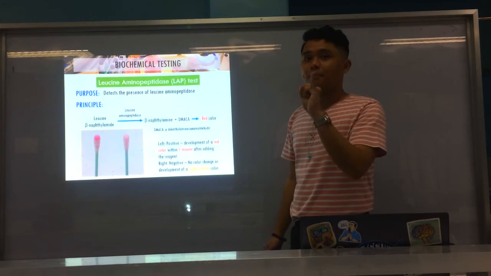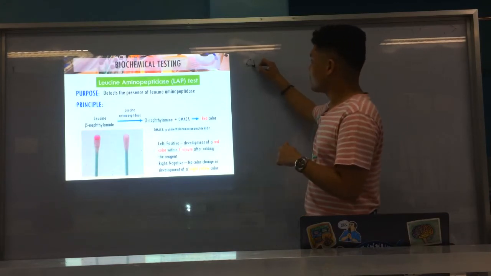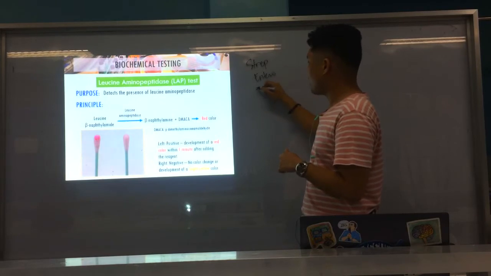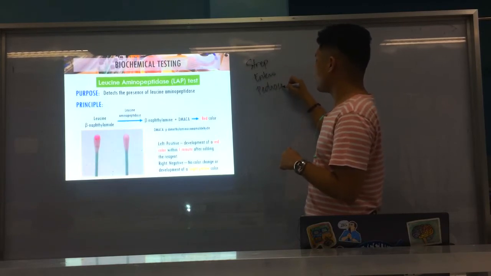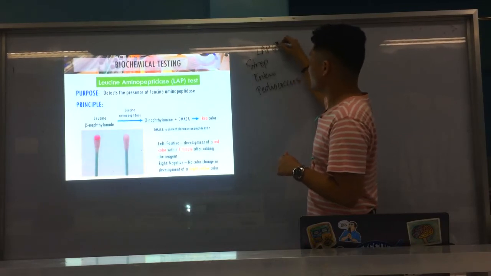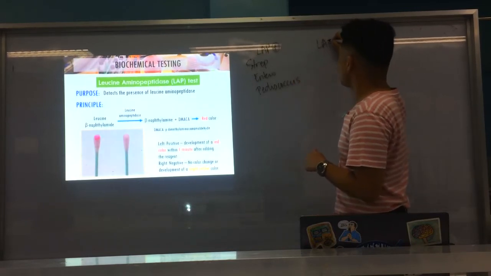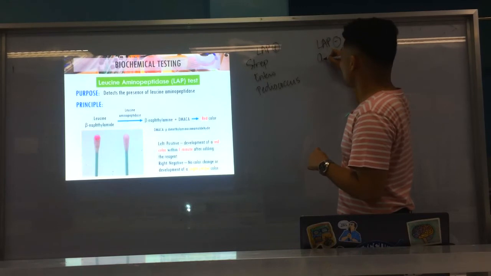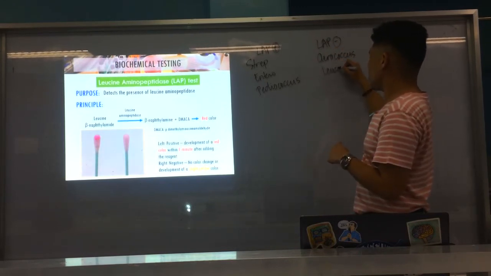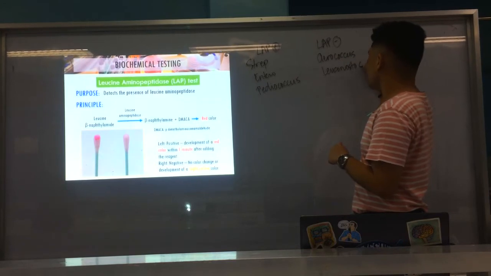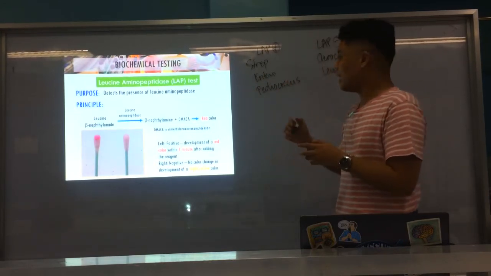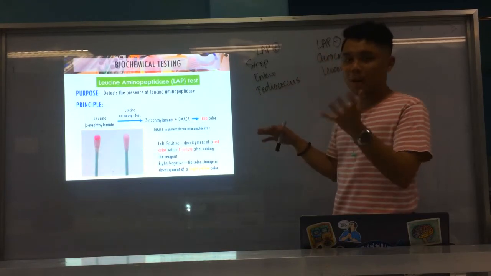Streptococcus, Enterococcus, and Pediococcus. Alright? These are all LAP positive. And the LAP negative are Enterococcus and Leuconostoc. Okay. So they are all of the same family, they are under the Streptococcus family. Alright? But again, this is a rapid presumptive ID.